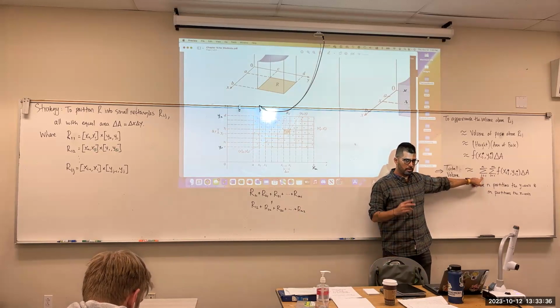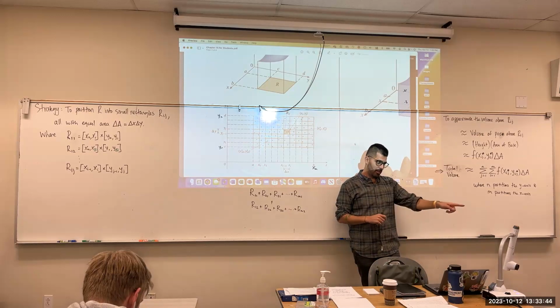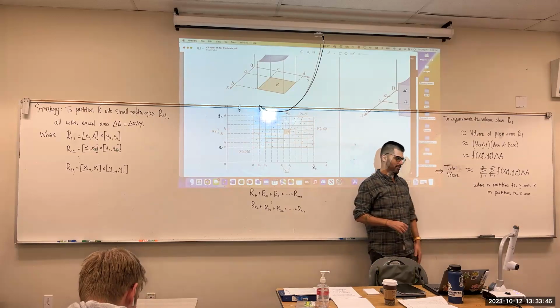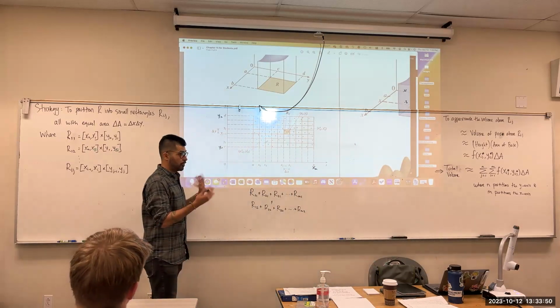Is this your guys' first time seeing a double sum? Okay, I think so, because I don't think in Calc 2 they do that. So the sums can change places. That will come up in a little bit. Keep that in mind. Yeah, I could do it the other way.